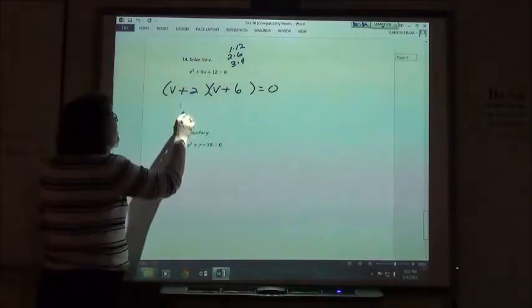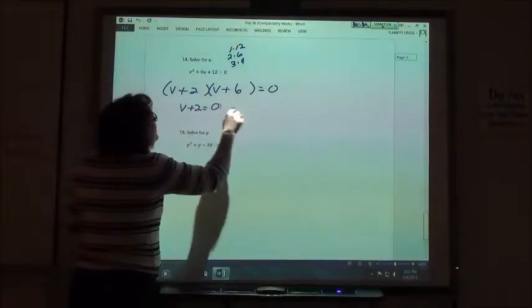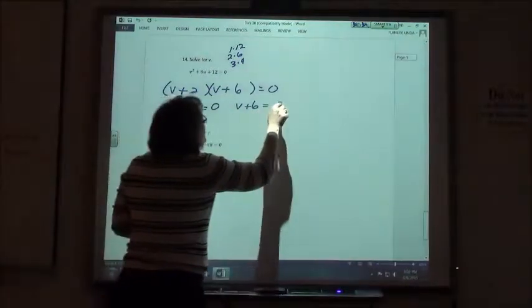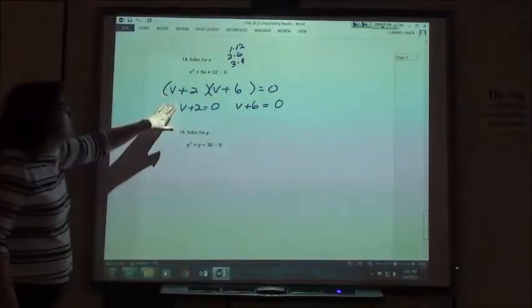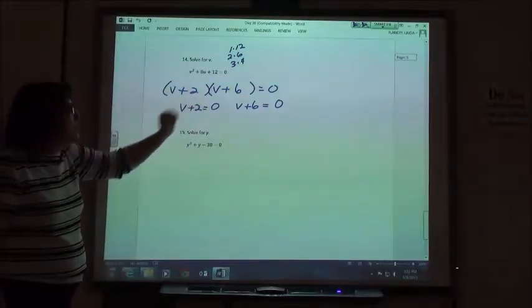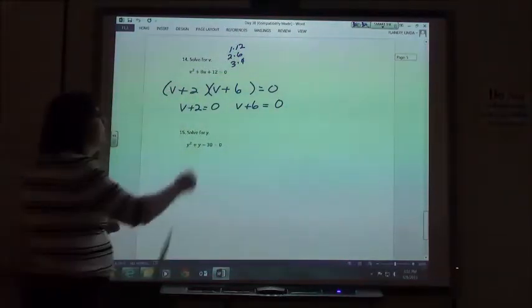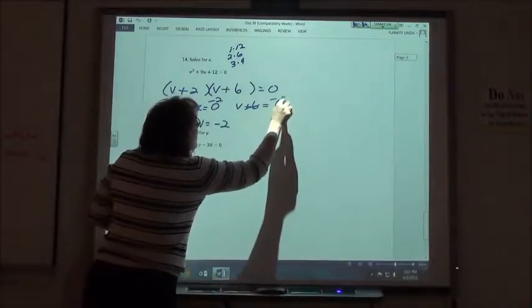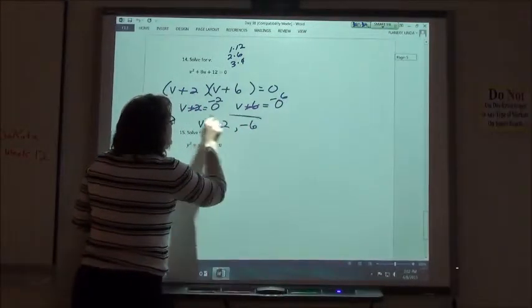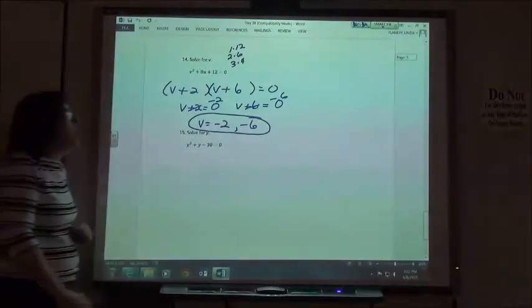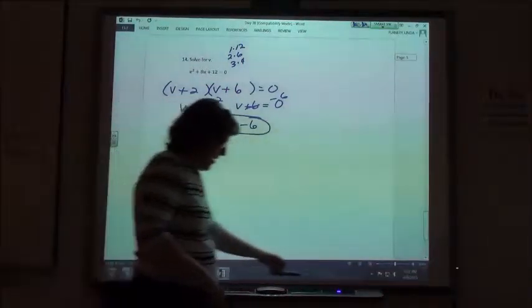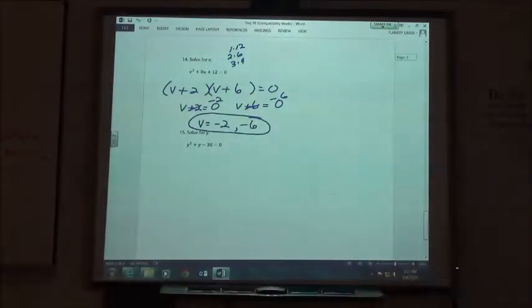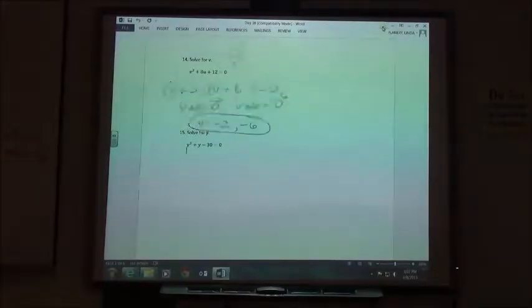Solving these, v plus 2 equals 0 and v plus 6 equals 0. All I have to do is move my number to the other side, which is going to give us the opposite number. So minus 2 and minus 6. So v equals negative 2 or negative 6. I better fix that typo so that next time these get printed out, you guys got the right answers, the right problems.